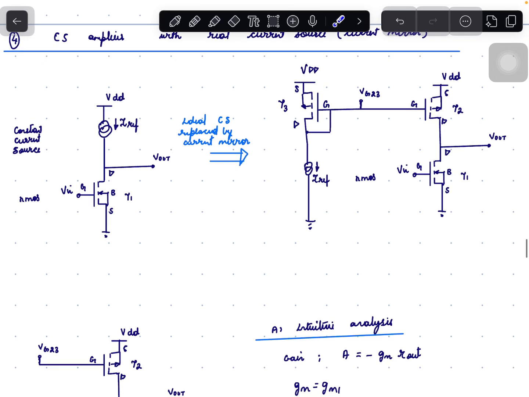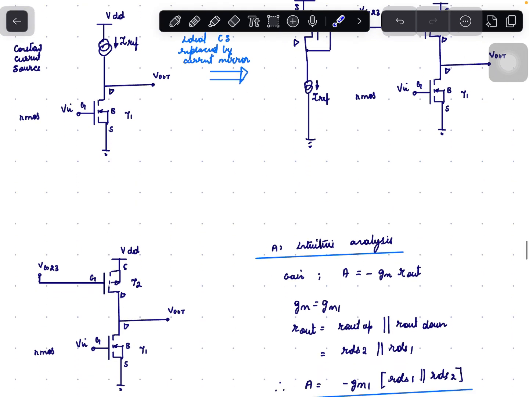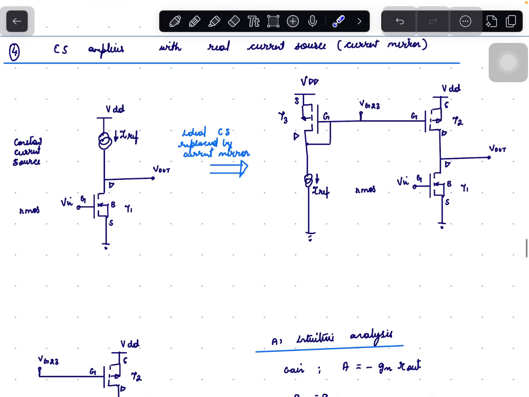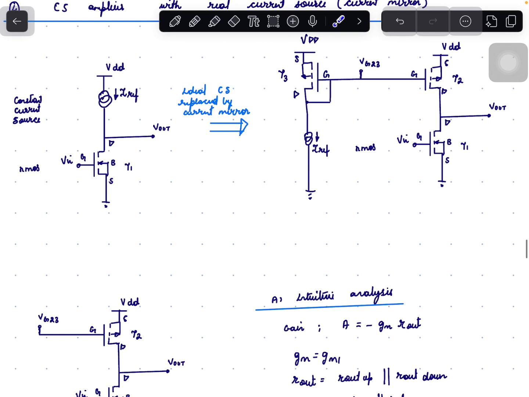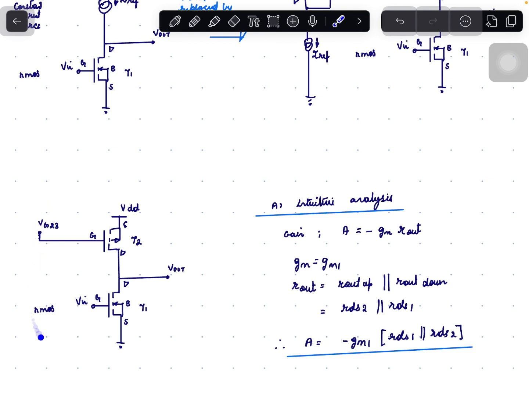Let us see what is the gain of the circuit by intuitive analysis. Here we can just analyze the right hand side of the circuit, which is shown here. The gain of the circuit is nothing but minus Gm times Rout. Gm will be equal to Gm1 because Vn is provided to T1 and source is grounded. Rout is nothing but Rout up parallel to Rout down.